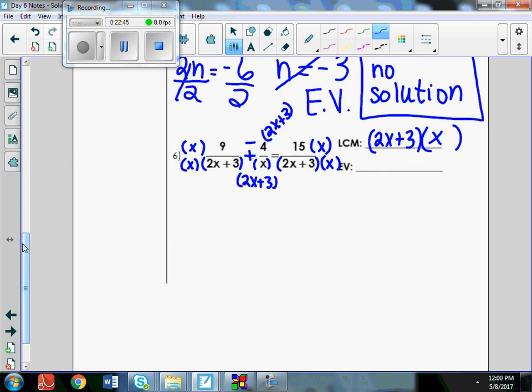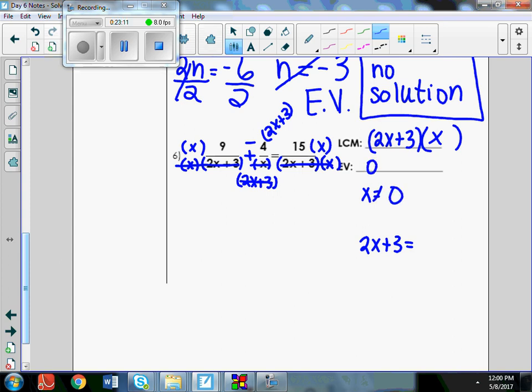So now, on the bottom, they all match. X times 2x plus 3, x times 2x plus 3, x times 2x plus 3. Oops, we forgot to find the excluded values. So I'm going to stop there and we'll go back. We had one denominator that was x and one that was 2x plus 3. Okay, so what's my excluded value for x? It's just 0. Cannot equal 0.